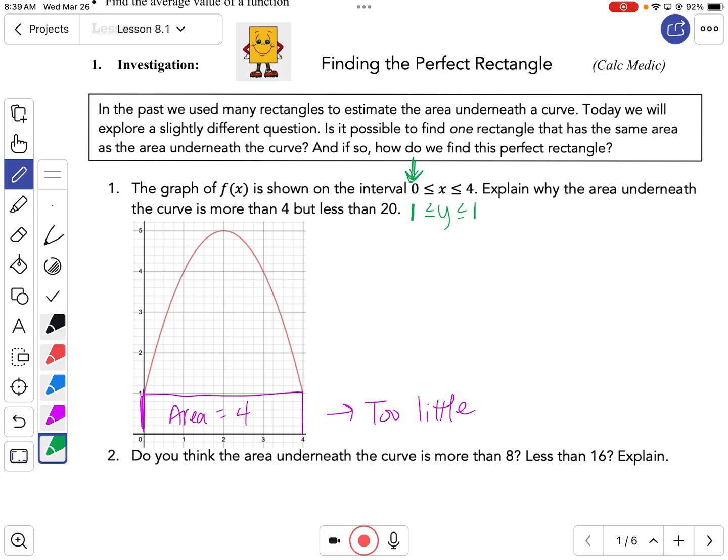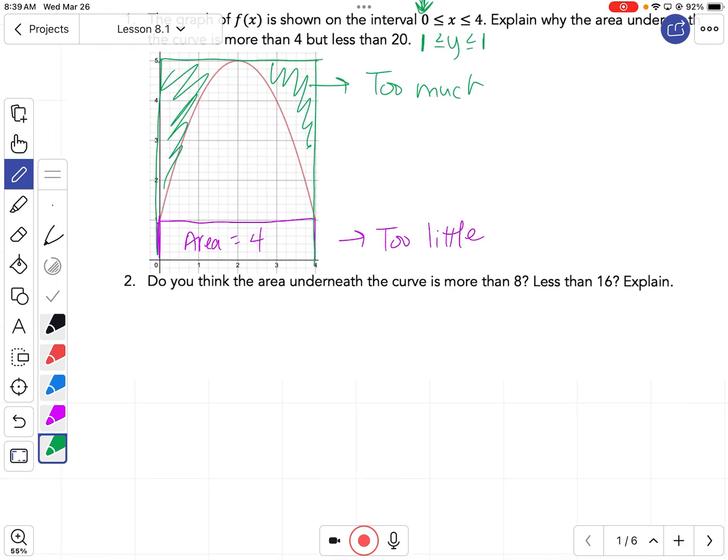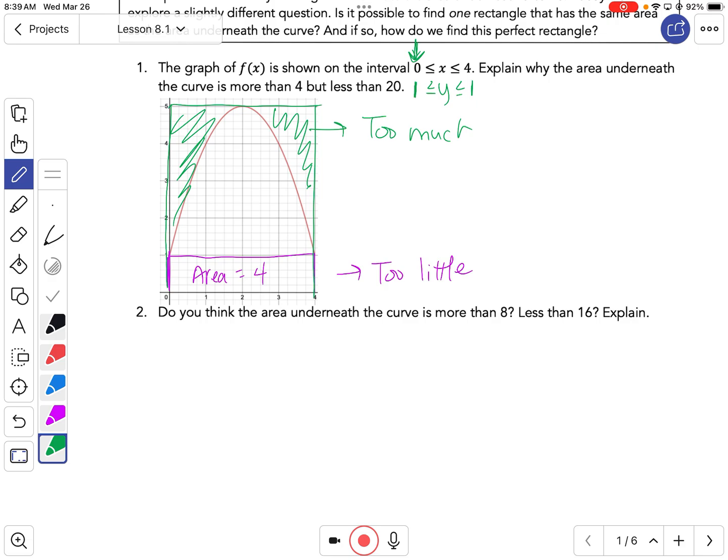Okay? But then if we talk about less than 20, well, to get 20 for an area, I'd have to do 5 times 4. And what's wrong with that area? It's too much. Okay? We have all this extra space over here that we don't need. So it's a really big over approximation. All right, and the other one is a really small under approximation. So we know that that area can't be less or more than that's why the area is more than 4 but less than 20.